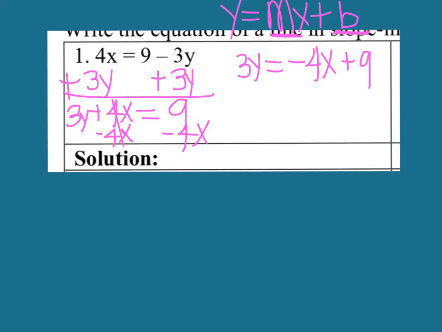And I still don't have this in slope-intercept form because my y has that 3. So what I'm going to do is divide everything by 3. So that goes away, leaving us with y is equal to negative 4/3 x, and negative 4/3 is our slope, and 9 divided by 3 gives us 3.